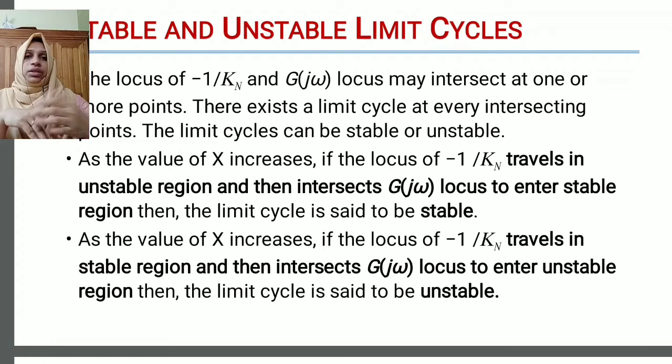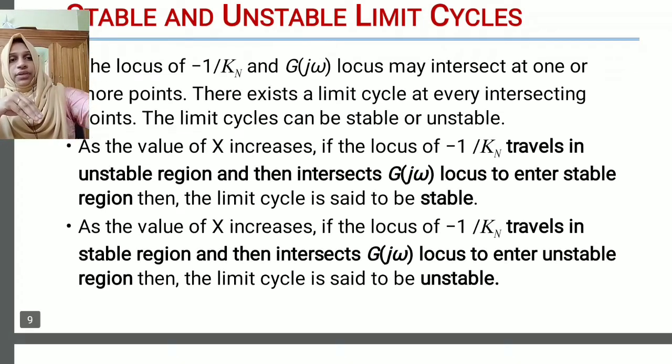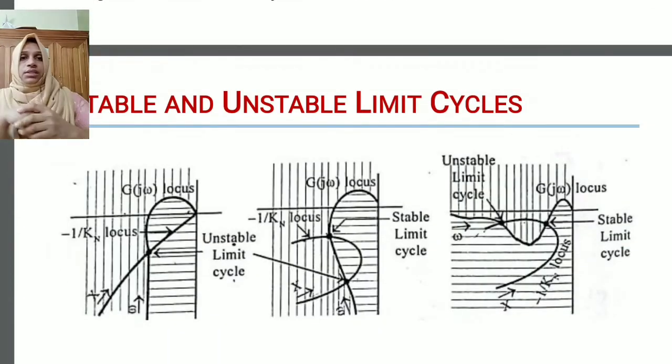So next we need to see whether the limit cycle is stable or not. By another figure we can make it more clear. See this. In the first figure, as the x increases, the minus 1 by kn locus is moving from the stable region to unstable region. That is, at the starting point, the minus 1 by kn locus is not enclosed by this g of j omega locus. That is, that part is stable. So, that region is stable.